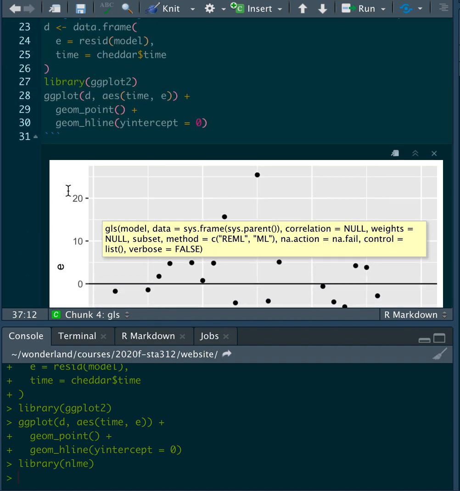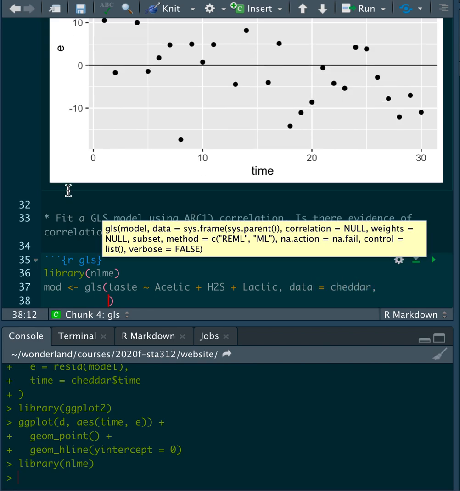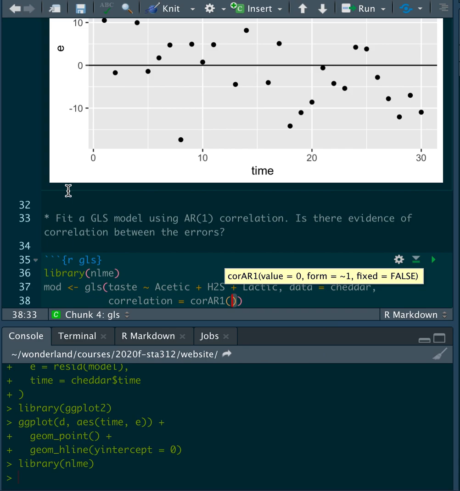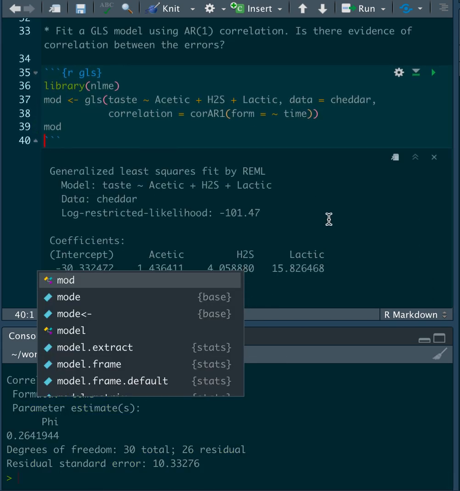And we're going to fit the same model here. So it's going to be taste, acidic plus H2S plus lactic, data equals cheddar. But now I'm going to add in the time component. So I'm going to say correlation equals corAR1, form equals, and I'm going to say it's based on time. All right, so let's see what that looks like.